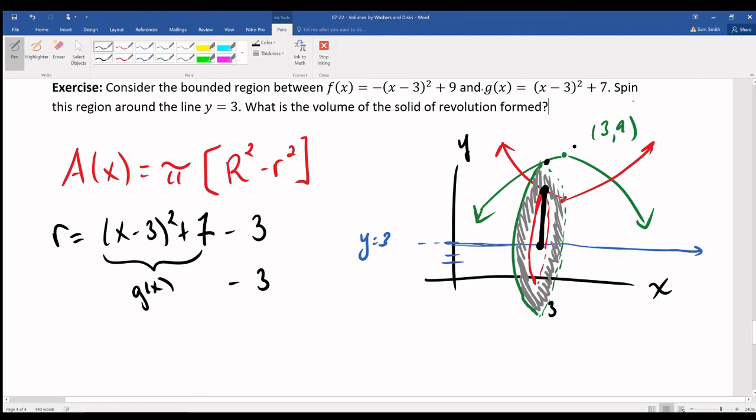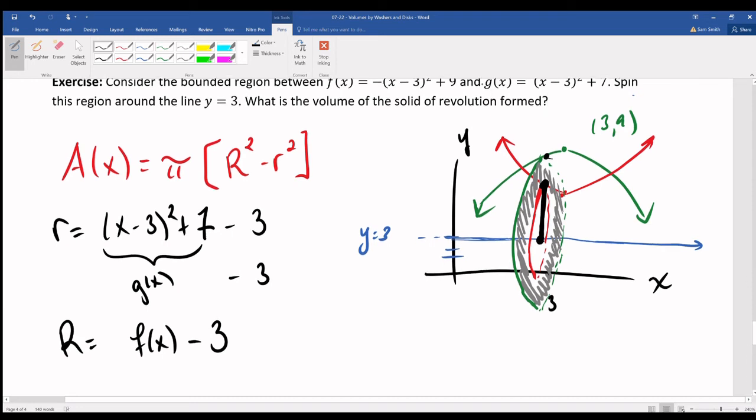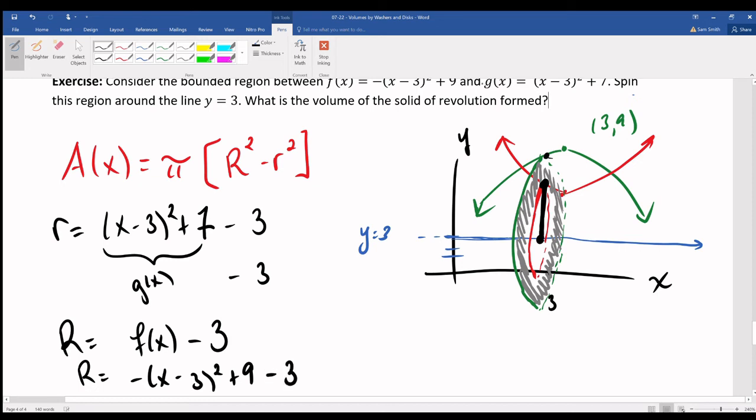Likewise, the big radius of this washer-shaped region is not equal to the output of the green function f of x. It's equal to the difference between the green function f of x and the starting y value of 3. In other words, our big radius is given by negative (x minus 3) squared plus 9. That's f of x. Take away 3. That's the y value of the line that we're spinning around.